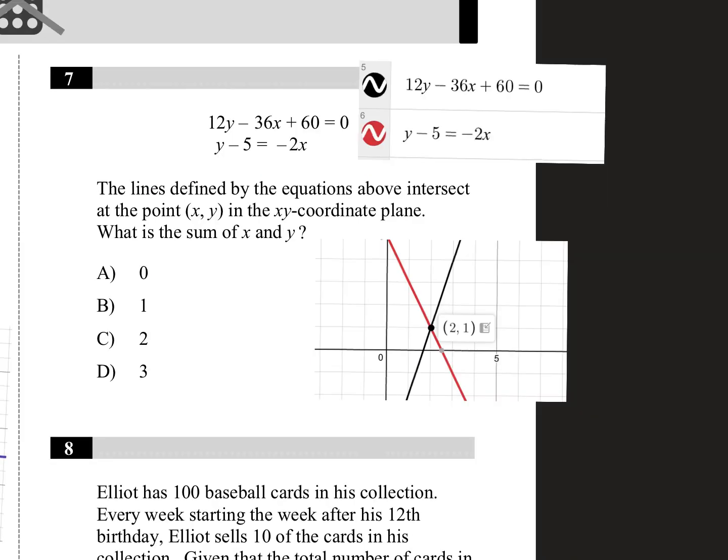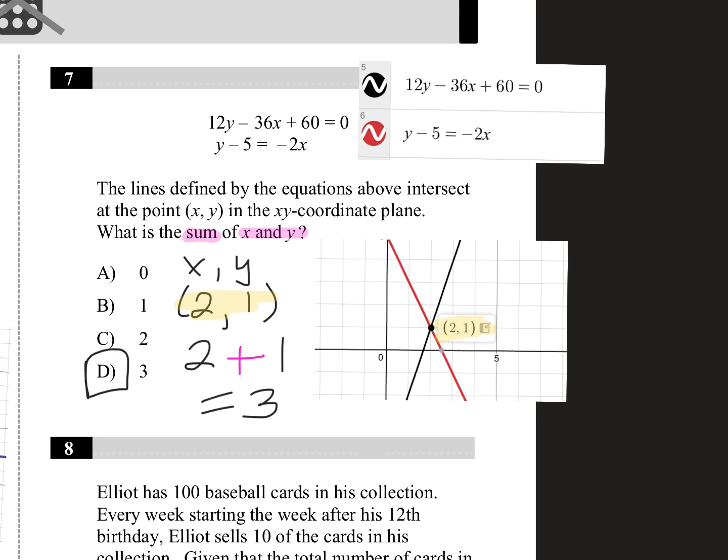For number 7, our first step is to type the two equations into the Desmos calculator, and then we see that they intersect at 2, 1. So that means that the x, y coordinate is 2 and 1, and then the directions tell us that we need to find the sum of x and y. Since the sum means to add, we're going to do 2 plus 1, and that gives us our answer of D, which is 3.